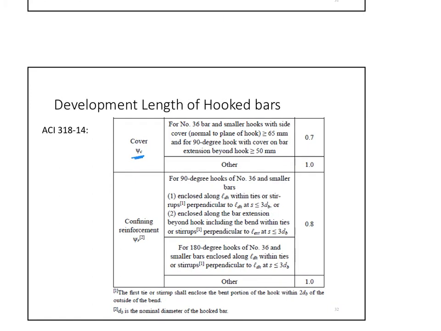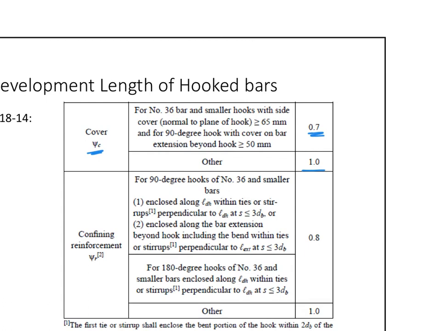Now I'm going over to the cover. If I have good cover, it's 1. Poor cover, it is 0.7. What is defined as poor cover? It says that for number 36 bar and smaller hooks with side cover normal to the plane of the hook larger than 65 millimeters, and for a 90-degree hook with cover on bar extension beyond the hook more than 50.